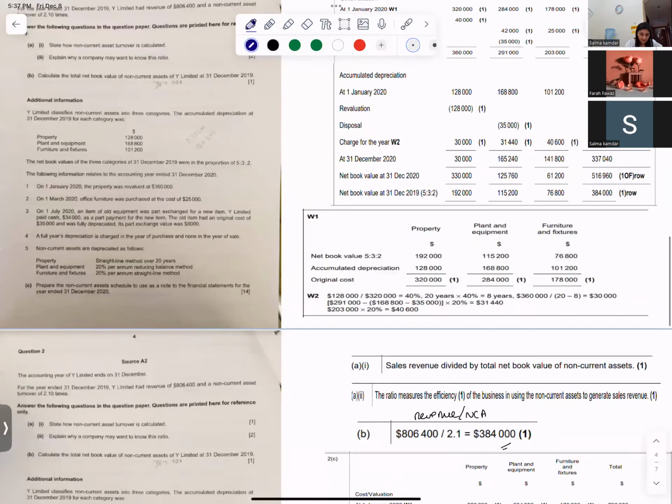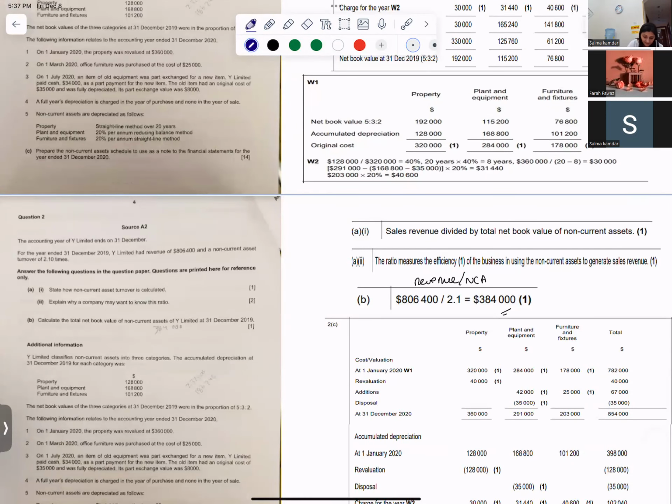Can you just answer the A and B part also for me? State how non-current asset turnover ratio is calculated. It's the sales revenue divided by the net book value of the non-current assets. Why does the company want to know this ratio? To see how efficiently the company is using its non-current assets to generate revenue.